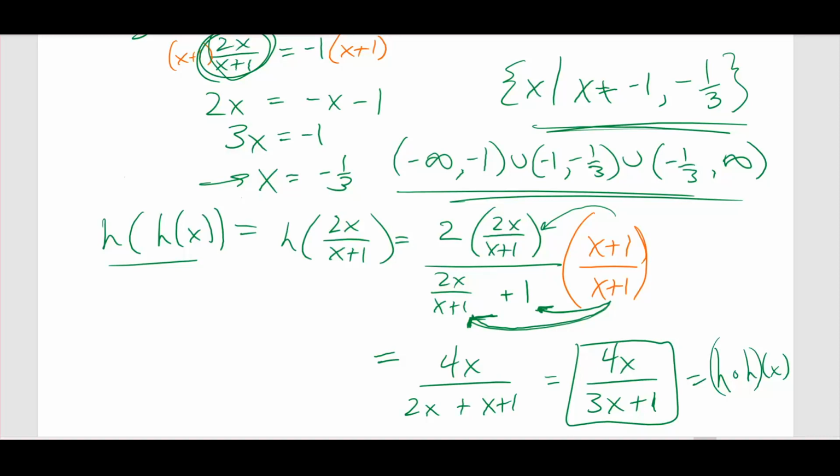So something to notice here is that the domain restriction that we came up with, we had to take out negative 1/3, that is still present in our simplified fraction. However, the other domain restriction that we had, namely the negative 1, got canceled out in the process of simplifying this.